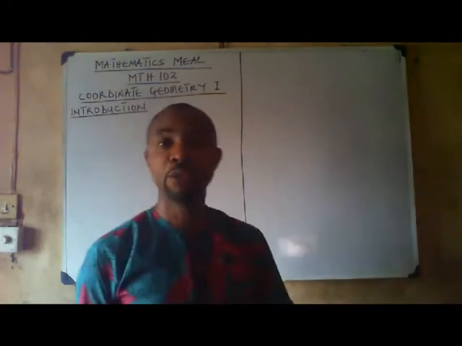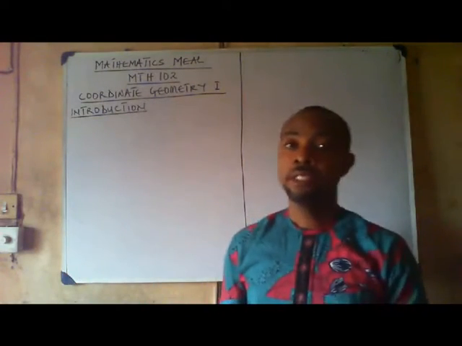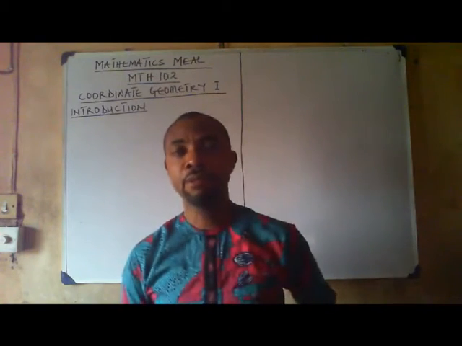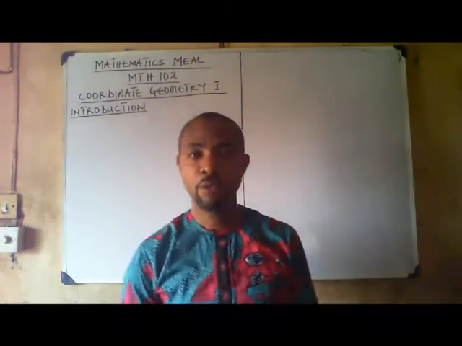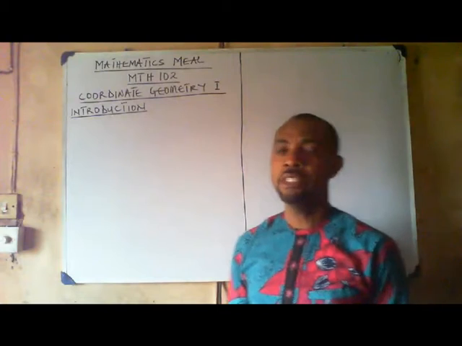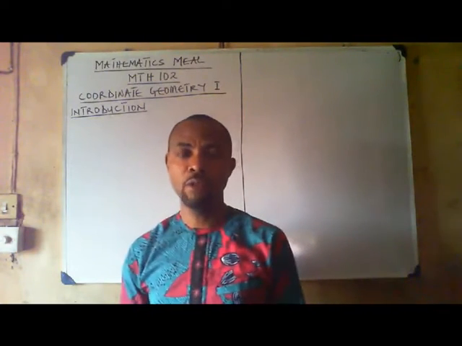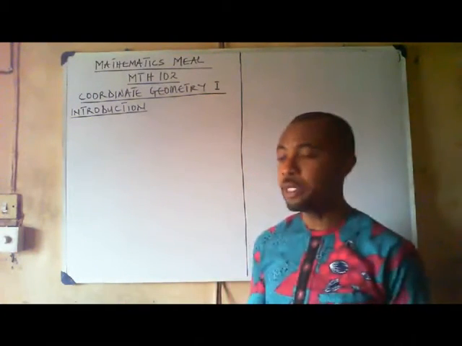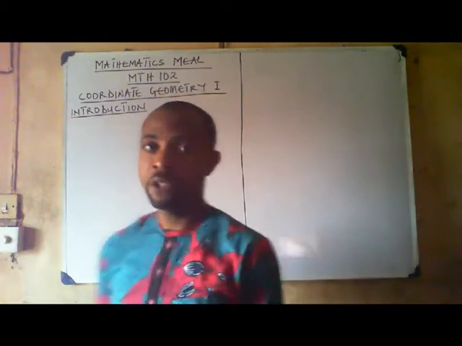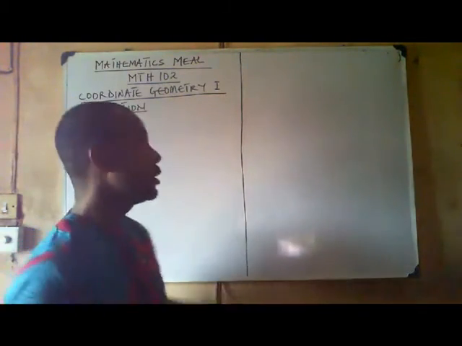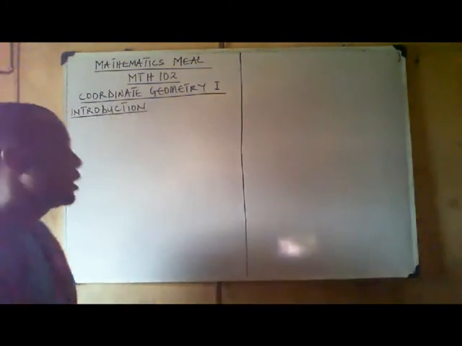Alright, welcome to Mathematics Meal. This is a special edition of Mathematics Meal because we are going to consider one of the courses in the university, that's Maths 102. And we are picking a topic from the course outline on Maths 102. And that topic is coordinate geometry 1.